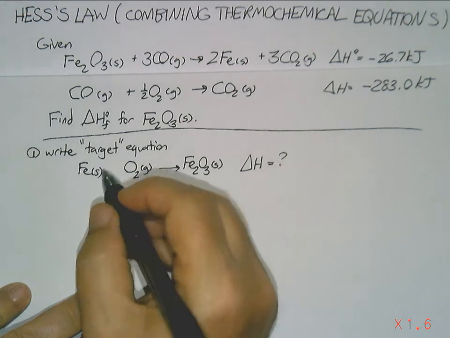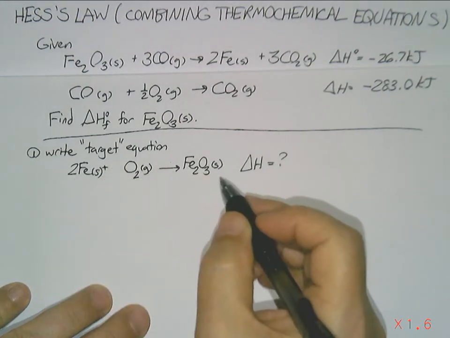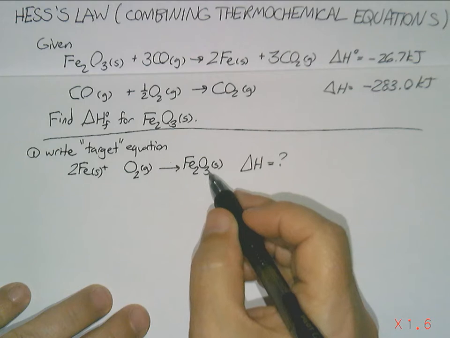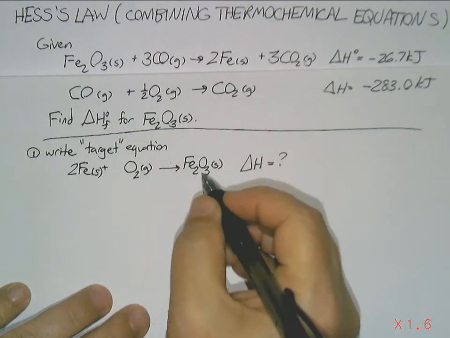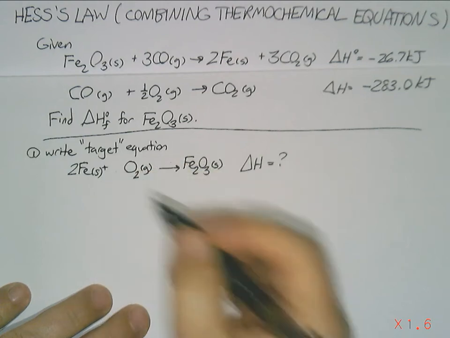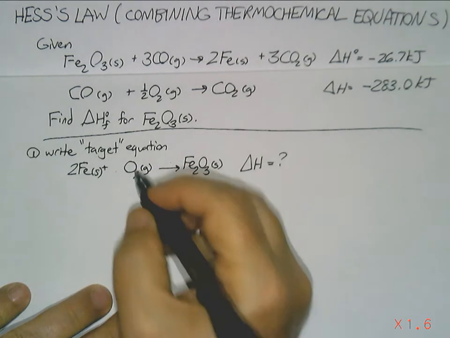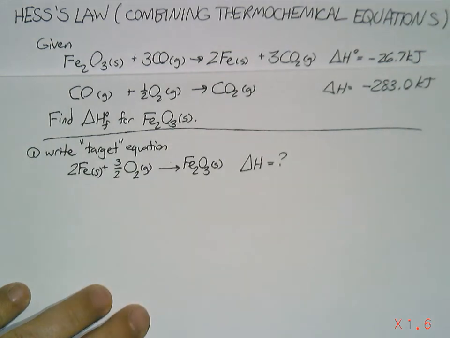So now we've got to balance this. There are 2 irons and 3 oxygens. I've got to keep a 1 in front of this, so I'm going to have to use fractions. To get 3 oxygens on this side, what do I put here? It's going to have to be something over a half. It'll be 3 halves. 3 halves times 2 gives me 3 oxygens. So that's my target equation, the equation I want to end up with.